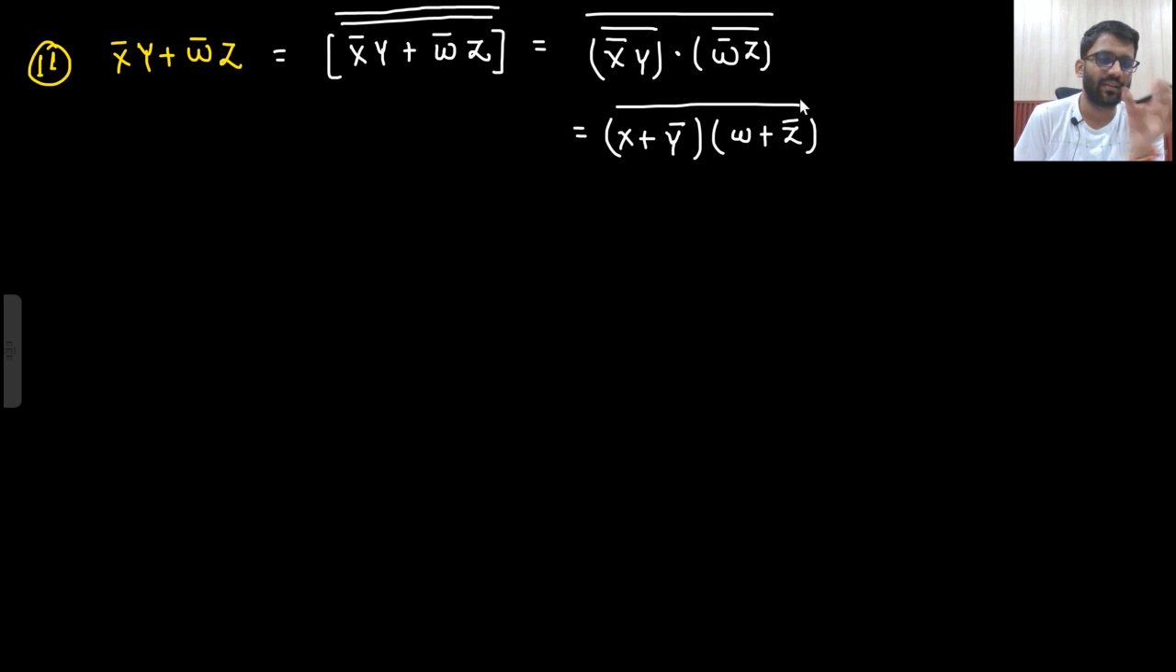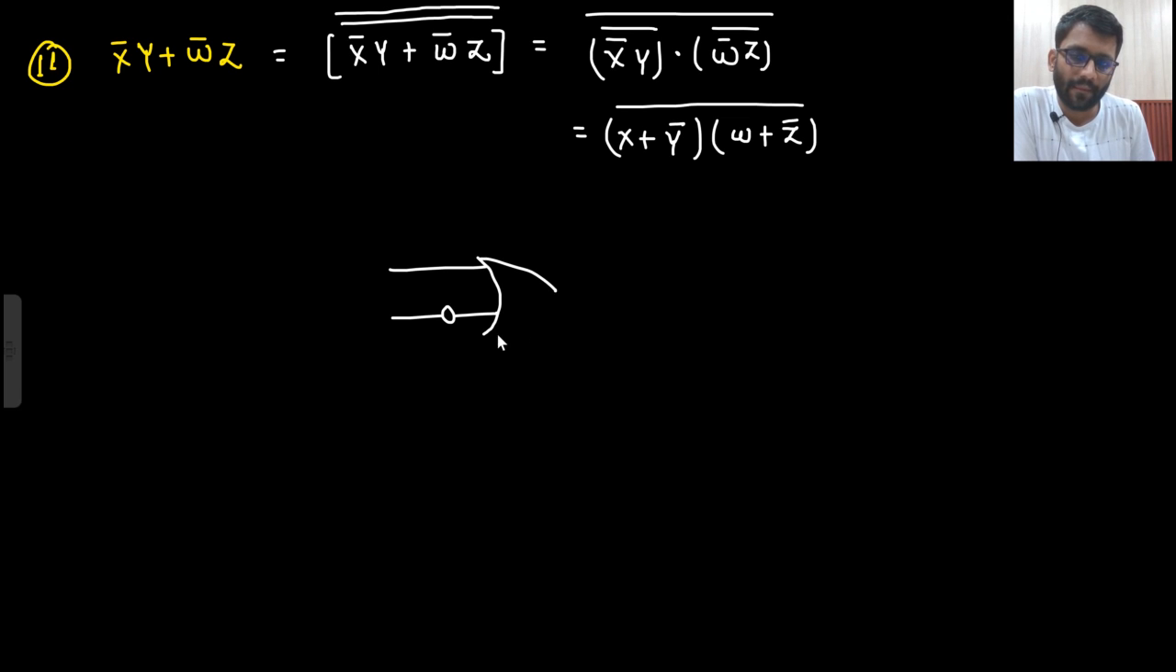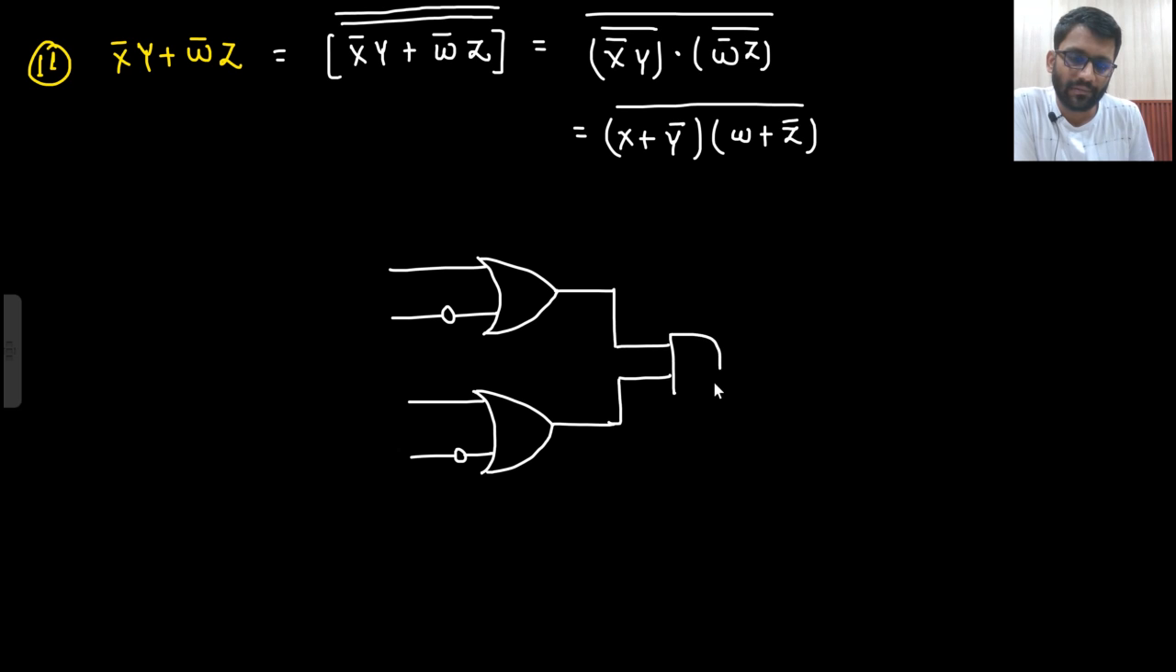So this is the form I want. POS form and then there is a bar. So X plus Y bar, X plus Y bar, W plus Z bar. And then there is an AND gate. And then there is a bubble.